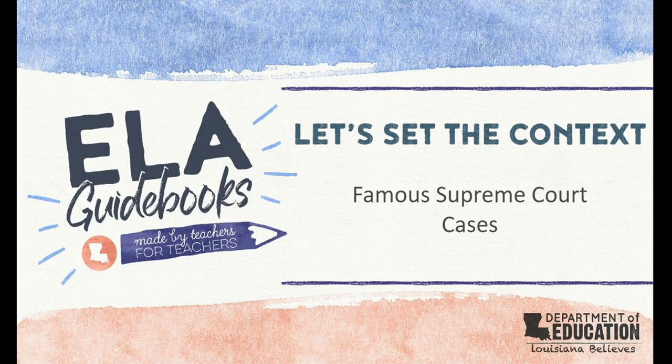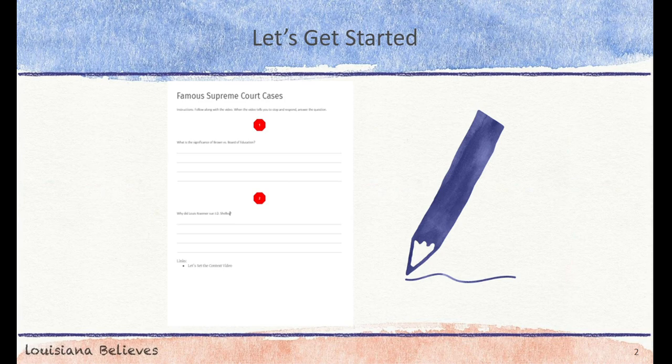Hi, you are engaging in the ELA Guidebooks Unit Justice. The purpose of this video is to learn more about famous Supreme Court cases during the Civil Rights Movement and how these cases changed history. This will help you better understand the topics you will read in this unit, Claudette Colvin, Twice Toward Justice. Be sure to have your handout available and something to write with for the video.